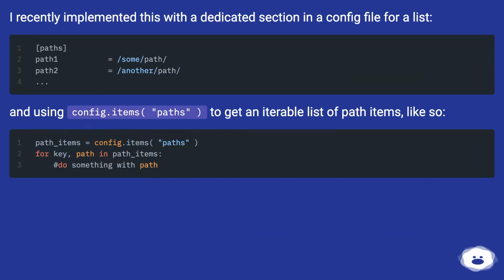I recently implemented this with a dedicated section in a config file for a list, and using config.items("paths") to get an iterable list of path items, like so.